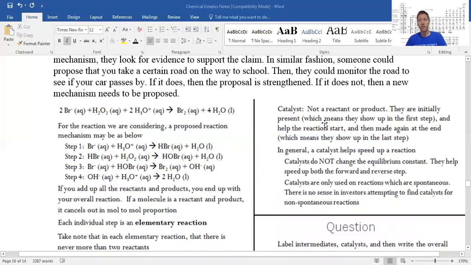There are a couple of things to be aware of here: catalysts and intermediates. Catalysts are not a reactant and they're not a product. They wouldn't show up in the balanced equation. They're just something that helps out, which means they usually show up as part of the reaction mechanism, but they're not part of the balanced equation. So they're helpful for the reaction taking place.